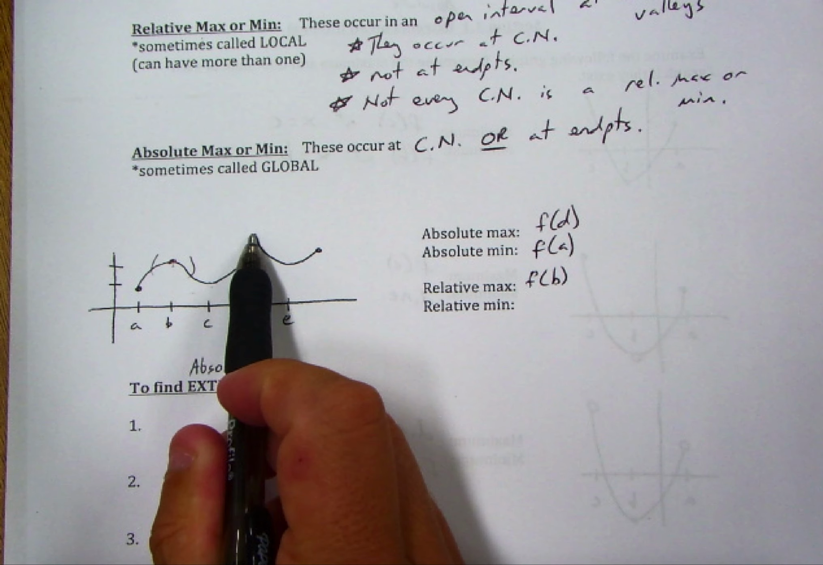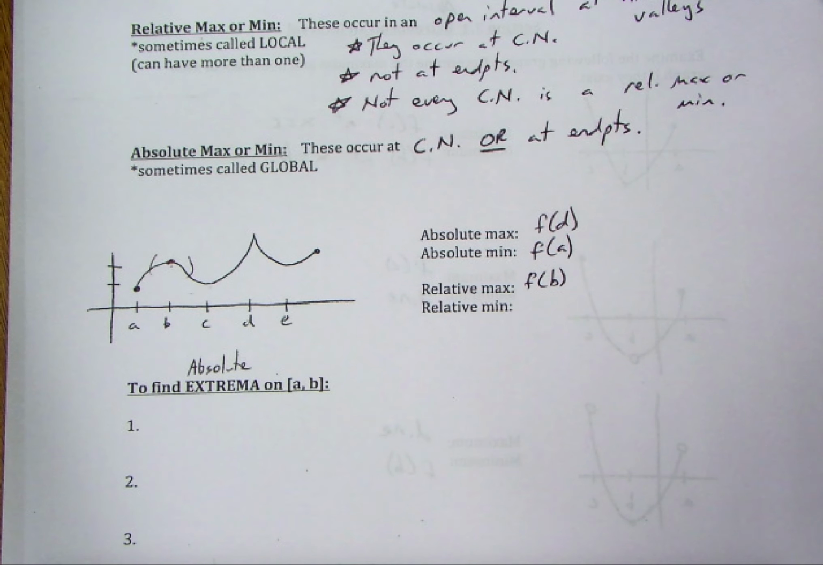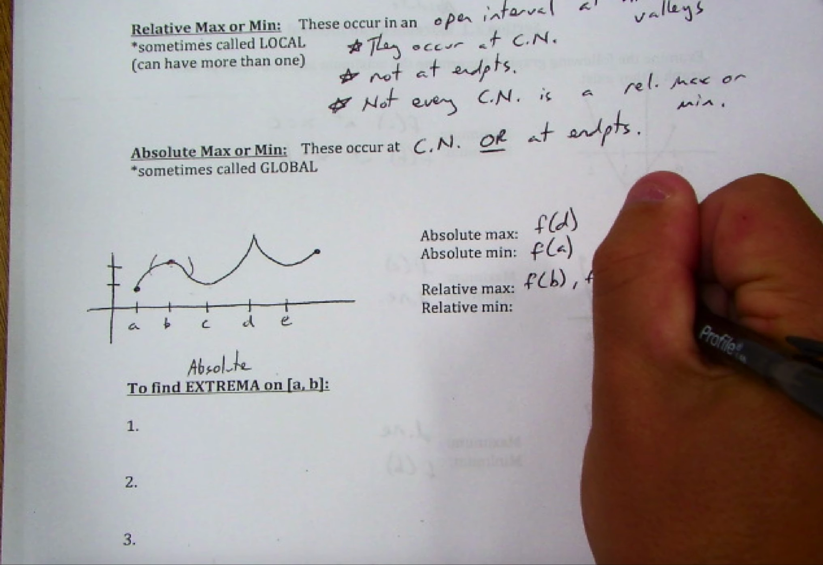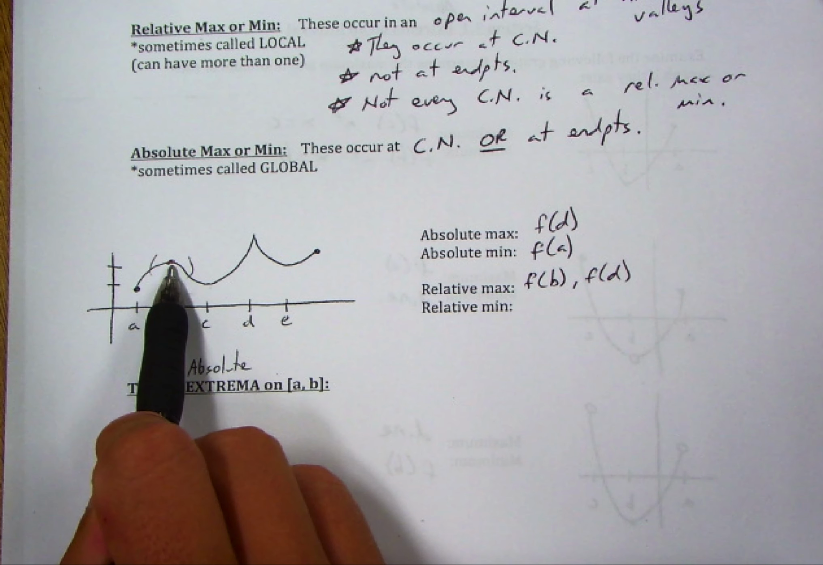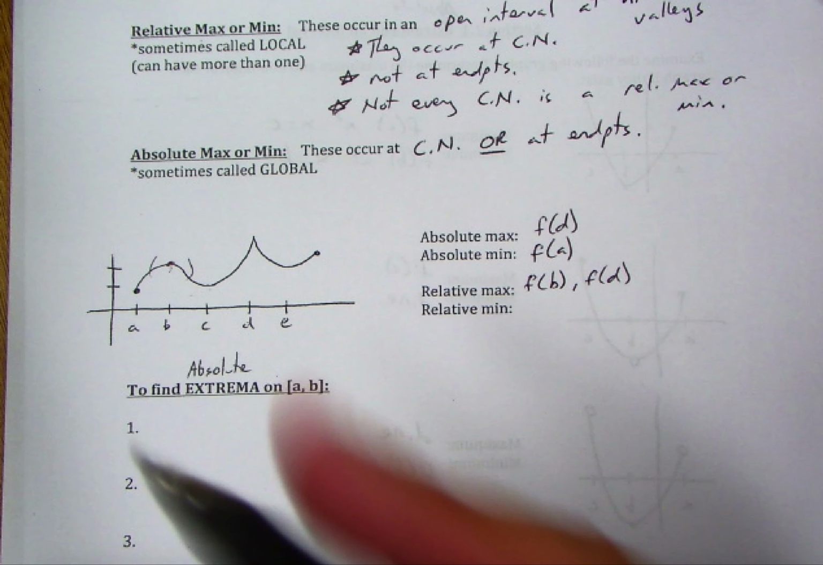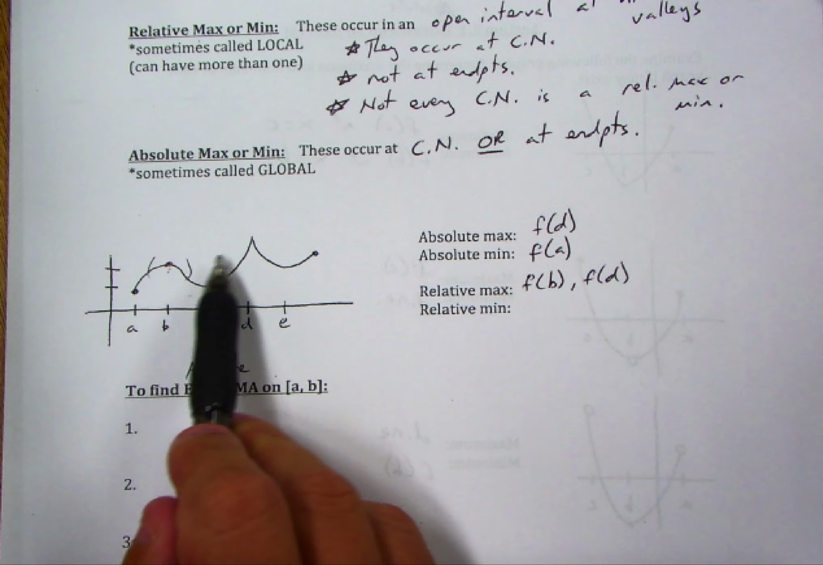along with f of d. So any highest point that you notice inside of an interval is a relative max. So f of b and f of d would be considered relative maximums. Notice that the derivative here would be 0, so a critical number. The derivative here would not exist because you have a sharp turn right there, so a critical number.